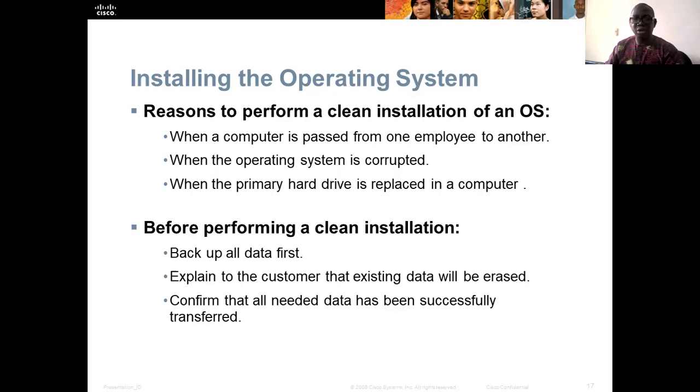Now, before performing a clean installation, number one, back up all data first. Then explain to the customer that existing data will be erased, so that you can back up all the data that are necessary, that are still useful, and are still needed. Then confirm that all needed data has been successfully transferred or backed up. If you do a clean installation, take note that you will not have your data back on that hard drive. So you need to do a backup. Copy the data from that hard drive to another hard drive before you do a clean installation.